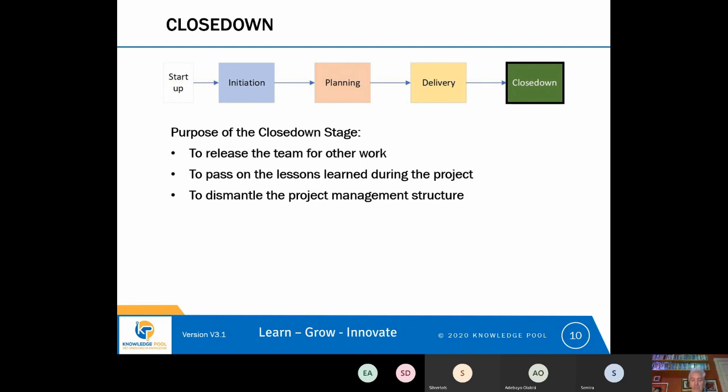So, as I say, it's part of the project manager's job at the end of the project, during the close down stage, to identify what are the useful lessons that were learned during the project and to pass on those lessons to somebody that can make use of them.